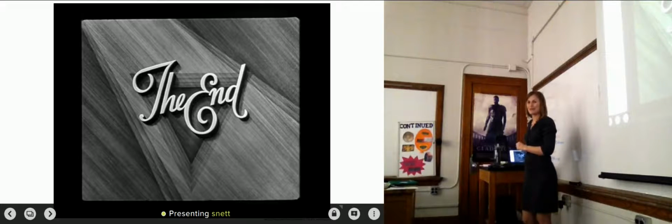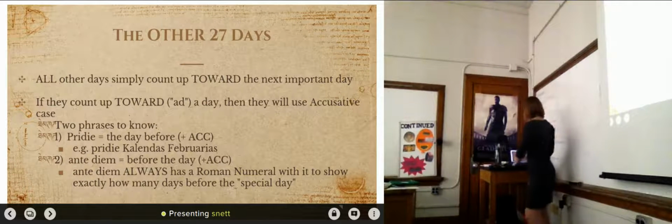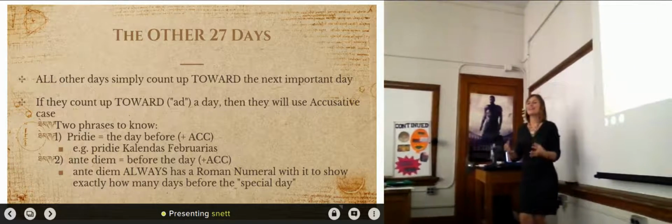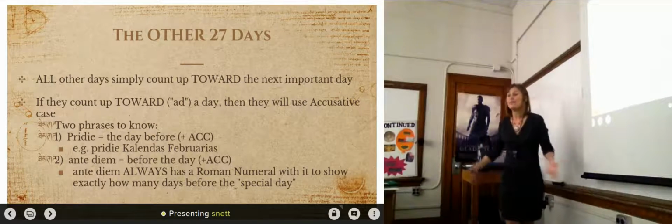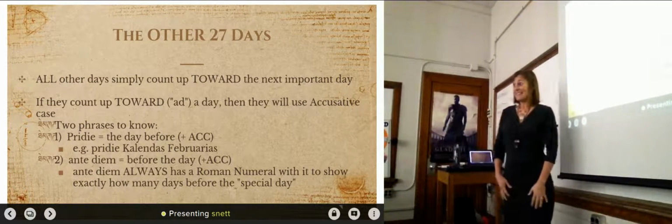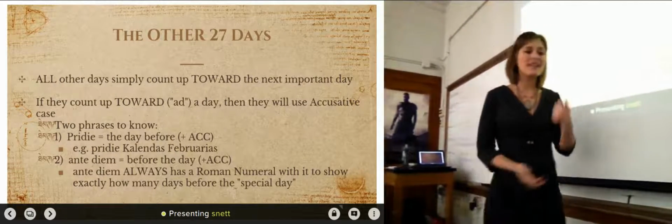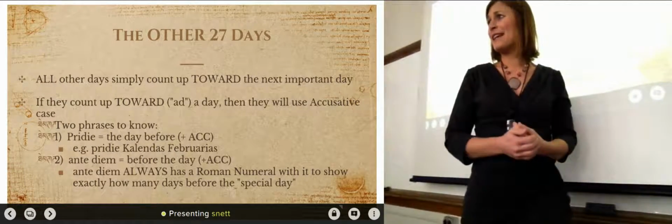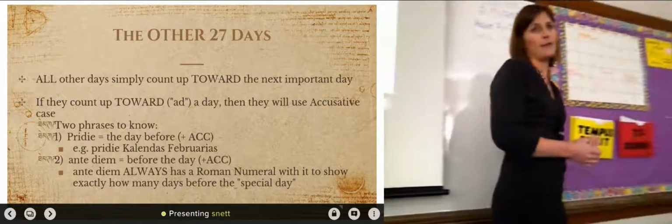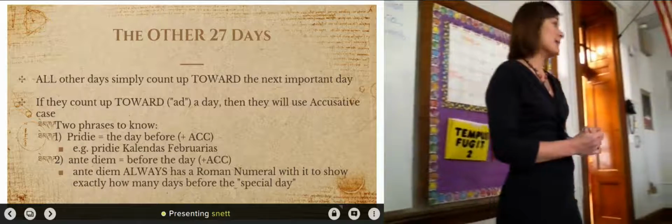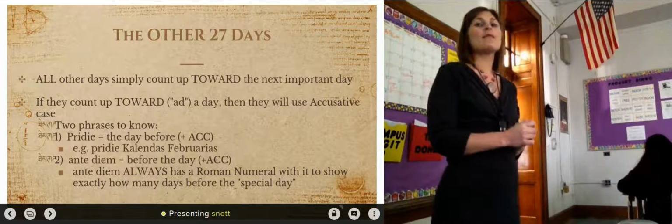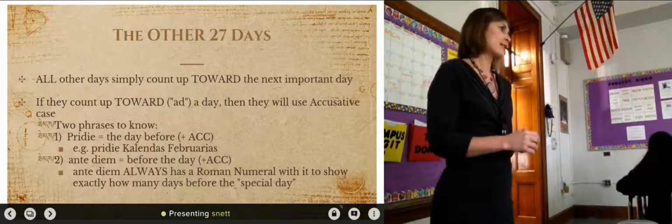Let's talk about the other 27. All the other days in a month are simply counting up to the next special day. As soon as we are done with the calends, no one cares about the calends anymore. We're looking forward to the nones. Once the nones are over, forget about it. We're looking forward to the Ides. And once the Ides are over, we are turning our face forward and looking toward the calends of the next month. Forget about our current month.